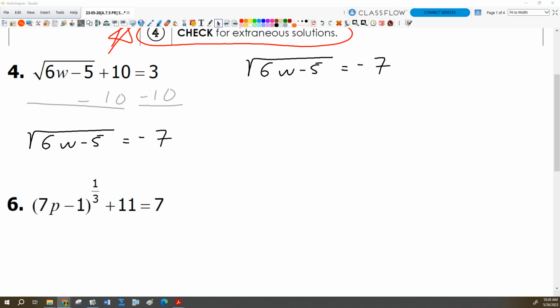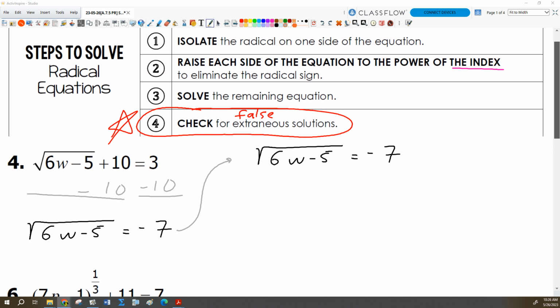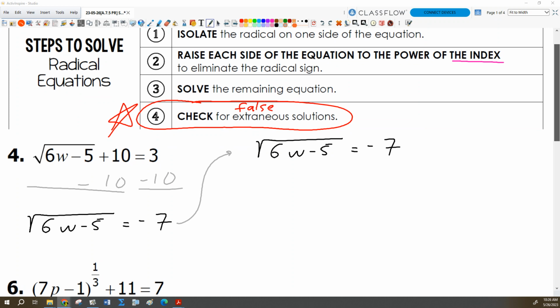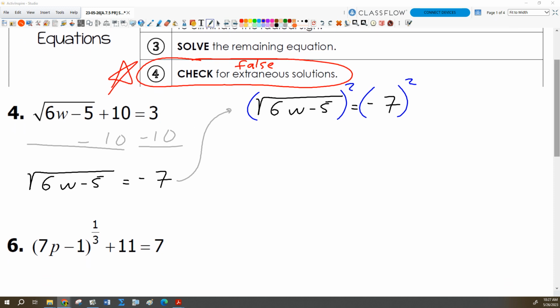Okay, now what am I going to do? Okay, go back up a little bit. All right, let's look at it. Yeah, how do I get rid of the square root? Square both sides. Okay, so I'm going to change colors here, because when I square both sides, that's the step where we could introduce extraneous solutions, right? So we'll square both sides. What do I get on the left side? Yeah, right, because squaring it just undoes the radical. So I get 6w minus 5 equals 49.